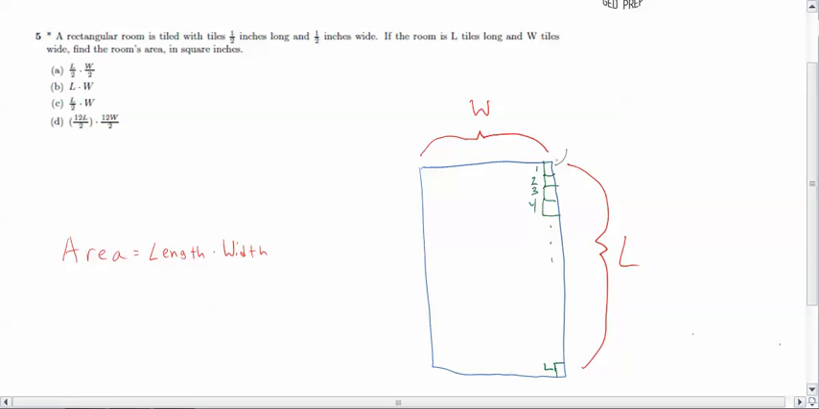Each of these tiles gives us 1/2 inch of length, and so on. So we have L tiles, each of which contributes half an inch of length, and so we have L over 2 inches. So the length is L over 2. Now let's look at the width.